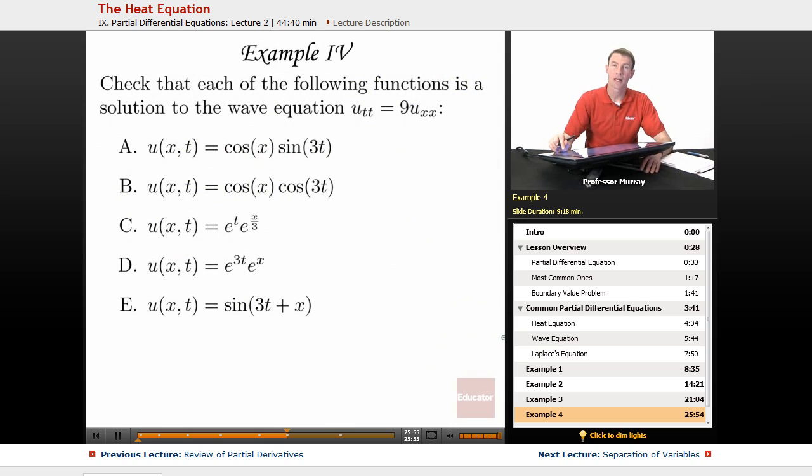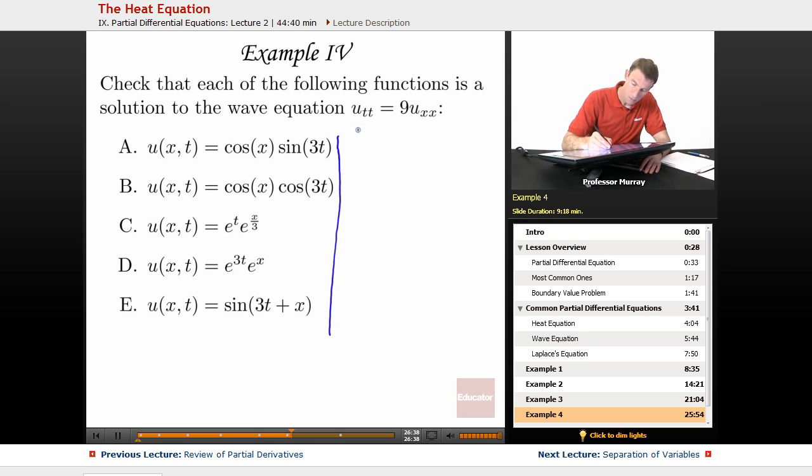So let's go ahead and look at some possible solutions to differential equations. We're going to look at the possible solutions to the wave equation, u_tt is equal to 9 u_xx. What we're going to do here is look at each one of several different types of functions, and I'm going to calculate u_tt for each one, and I'm going to calculate u_xx for each one, and we're going to see if they work out. They're supposed to work out. We're being told to check that each one works out. The first one is u of x, t equals cosine x sine of 3t.